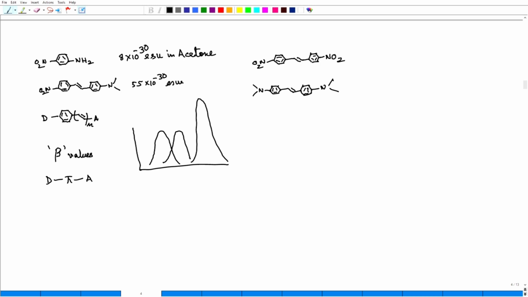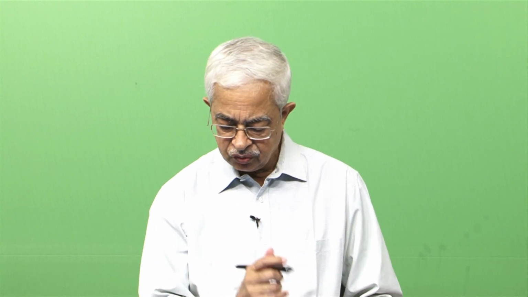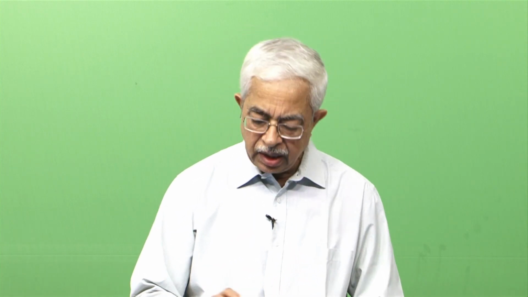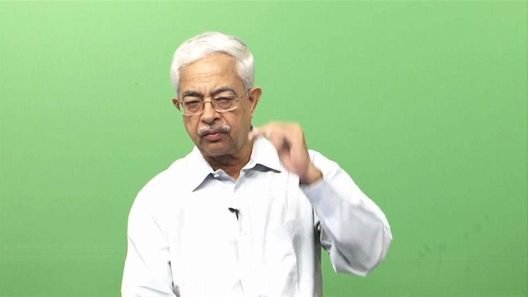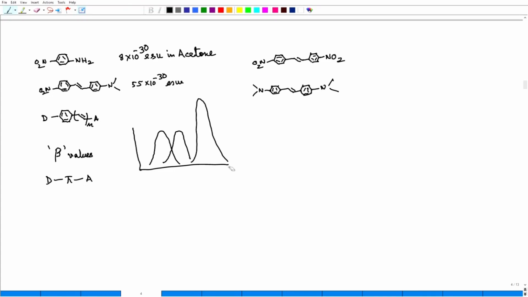Now, because this molecule itself absorbs, every molecule absorbs. So where a molecule absorbs, we have to excite that place. It will emit and it will absorb also. So because of this peak, my beta value will be erroneous for this absorption peak. Erroneous means it will show a lower value.